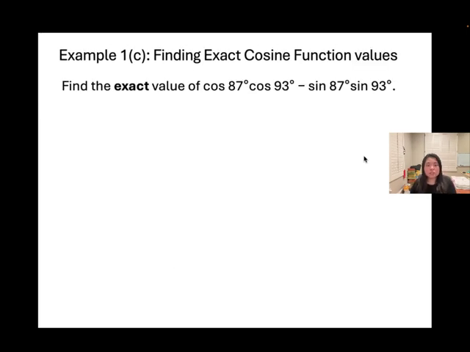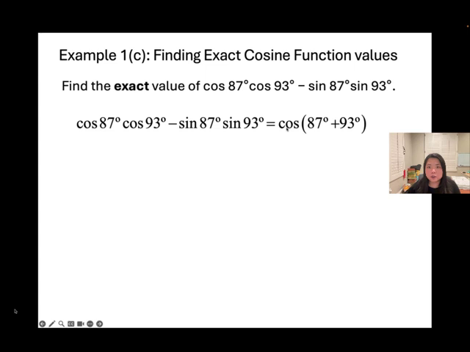Okay, C. Find the exact value of cosine 87 degrees cosine 93 degrees minus sine 87 degrees sine 93 degrees. Think about it. I do have a cosine A cosine B minus sine A sine B. What is that going to be equal to? That will be equal to cosine of A plus B, right? So I could write it down, cosine of A plus B. So 87 degrees plus 93 degrees. Add it up, you're going to get cosine 180 degrees.